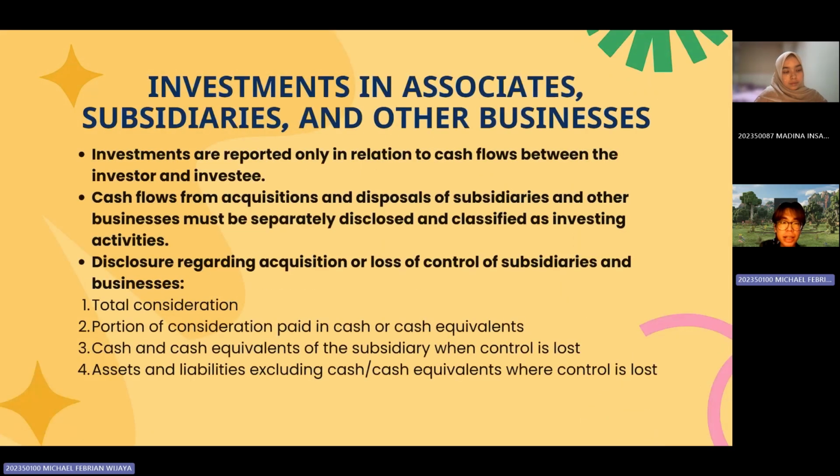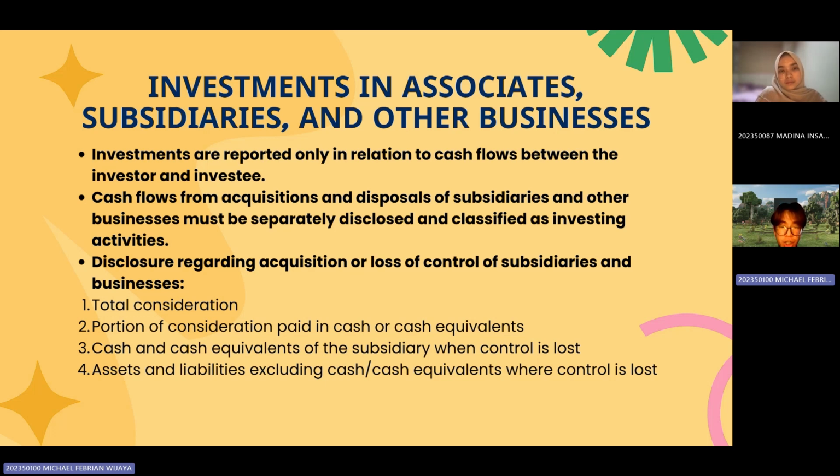Okay. The next one is investments in associates, subsidiaries, and other businesses. The first one is that investments are reported only in relation to cash flows between the investor and investee. Cash flows from acquisitions and disposals of subsidiaries and other businesses must be separately disclosed and classified as investing activities.